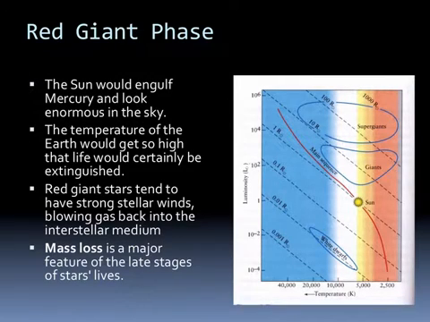Now, in its red giant phase, the Sun is actually going to be larger than the orbit of Mercury. So Mercury would fall into the Sun. And it's going to look enormous in the sky, 50 degrees of angle across the sky. The temperature of the Earth would get so high that life would certainly be extinguished. Red giant stars tend to have very strong stellar winds, blowing a lot of gas back into the interstellar medium. In fact, mass loss is a major feature of the late stages of a star's life.